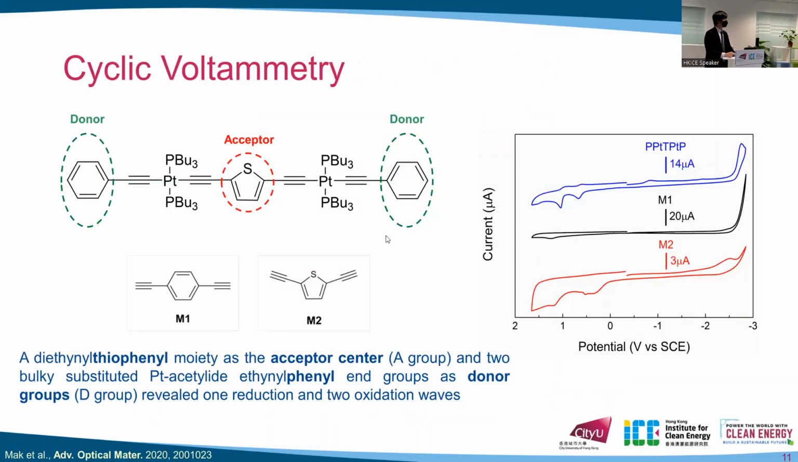We also did work on cyclic voltammetry to understand which component leads to the reduction site or the oxidation site. We compared the cyclic voltammogram with the M1 and M2 model compounds. Note that the phenothiazine group is the donor group because it has a higher tendency to lose electrons, and the pyrene is the electron accepting group because it has a higher affinity for electrons.